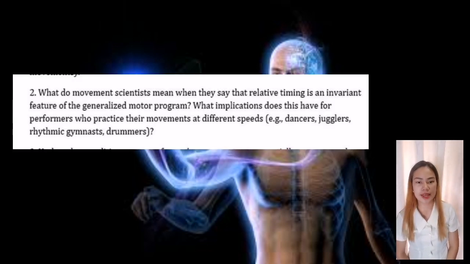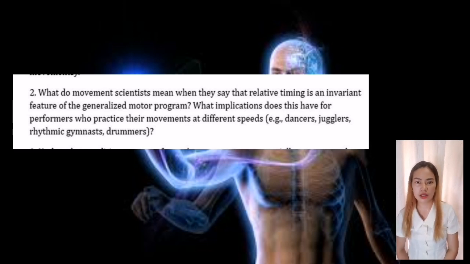Next is, what do movement scientists mean when they say that relative timing is an invariant feature of the generalized motor program? What implications does this have for performers who practice their movements at different speeds, for example dancers, jugglers, rhythmic gymnasts, and drummers? According to movement scientists, a generalized motor program is thought to develop over practice and provides the basis for generating movement sequences within a class of movements that show the same invariant features such as sequence order, relative timing, and relative force.